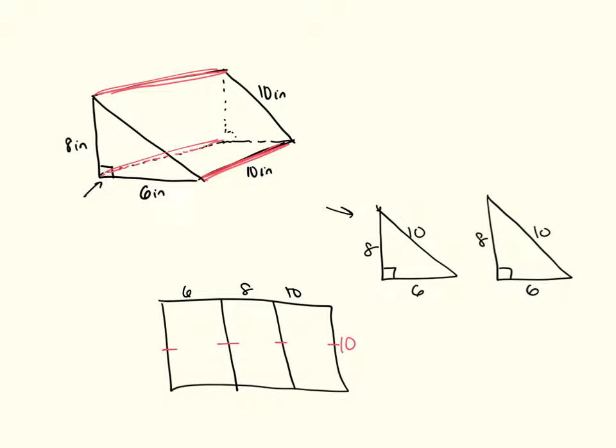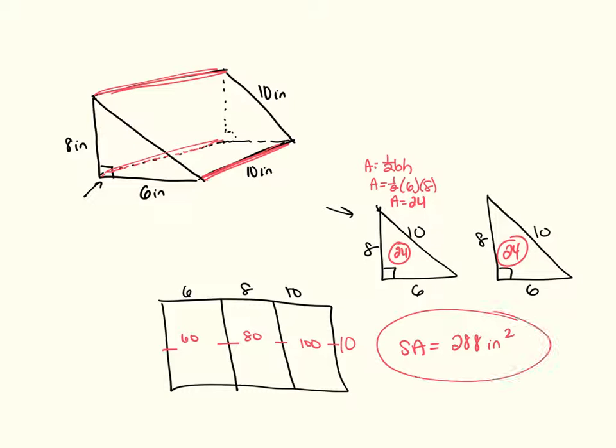Okay, once you find the area of all 3 rectangles and both triangles, you can add them all together to get your surface area. So here are your individual areas of each figure, then add them all up at the end. You get a total surface area of 288 inches squared.